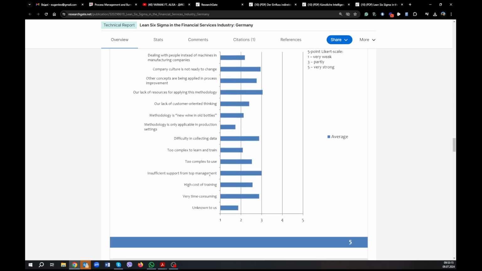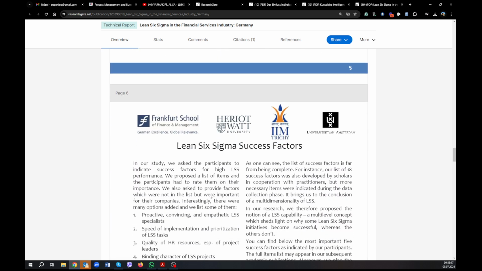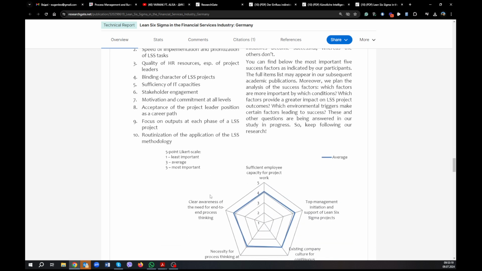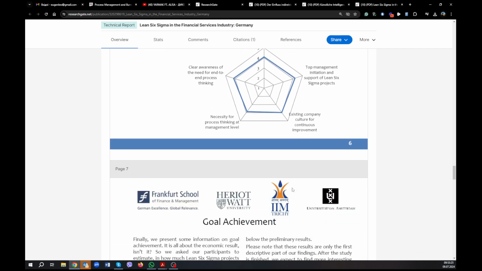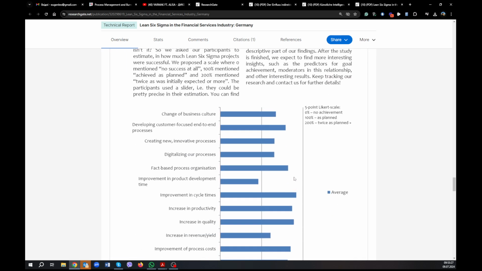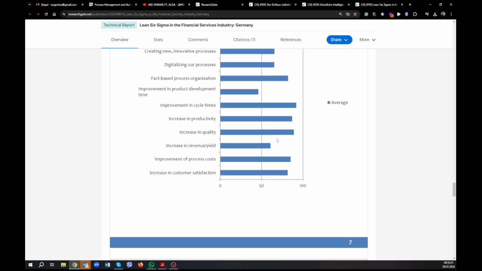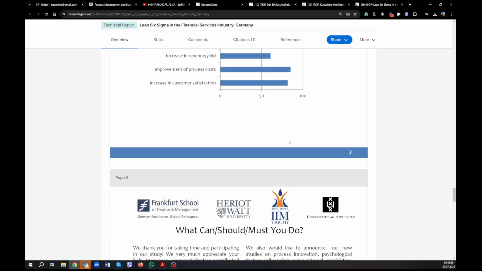And here we noticed the main issues for the implementation of Lean Six Sigma. And again, at the end, we decided to introduce a nice profile, who is actually applying Lean Six Sigma and how it works, and in how much Lean Six Sigma leads to goal achievement. And as you can see, many organizations, really those who use Six Sigma, they achieve better their goals, like improvement in cycle times, increase of productivity, increase in quality, and so on.